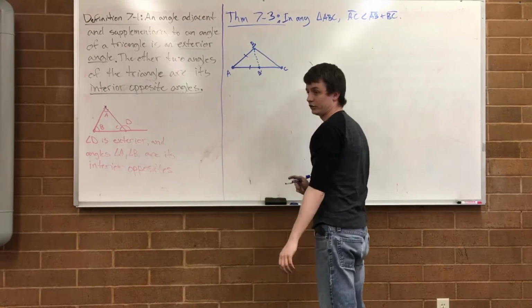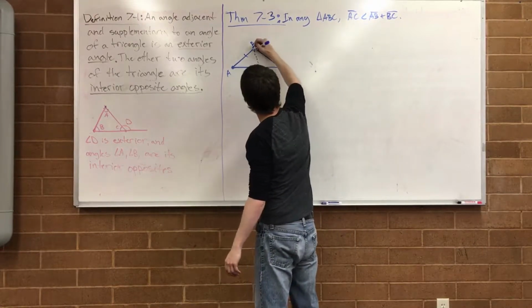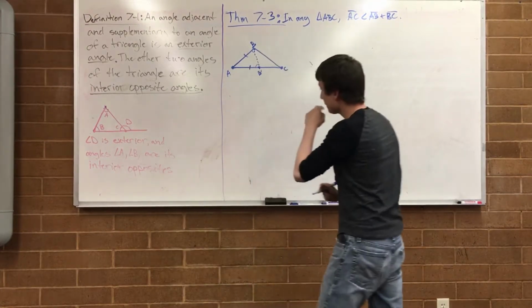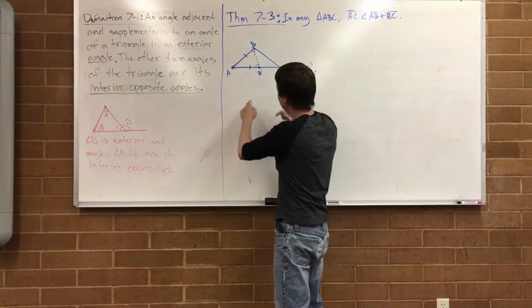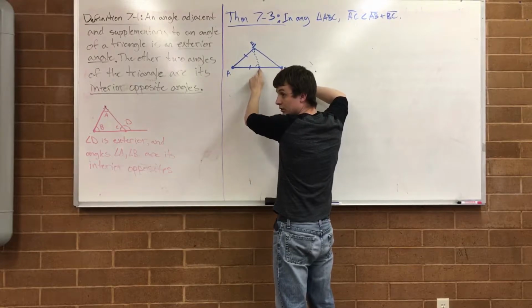And that gives us what kind of triangle? Isosceles. So this angle is congruent to this angle. Now look, if I can show that this side is greater than this side, I'm done.